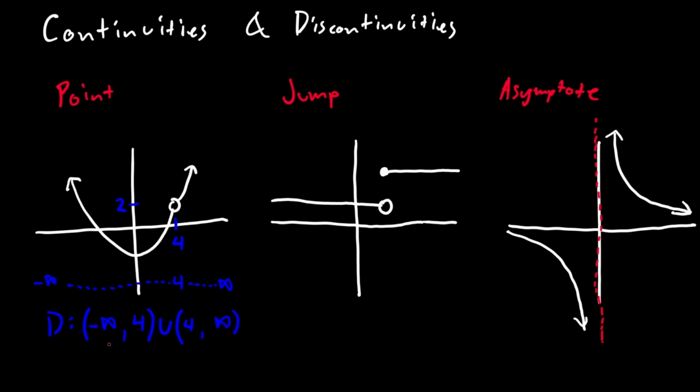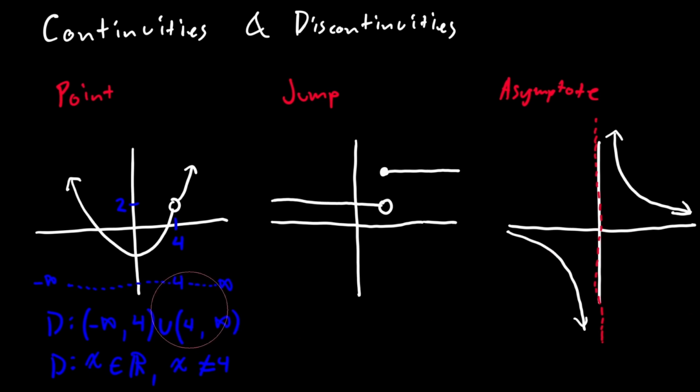Now, let's do the inequality notation. For this notation, it'll be x is an element of all real numbers except x cannot equal 4, because every other value works except for 4.